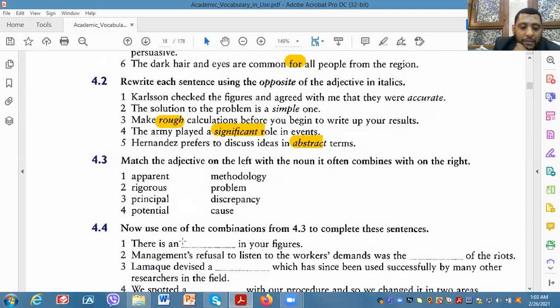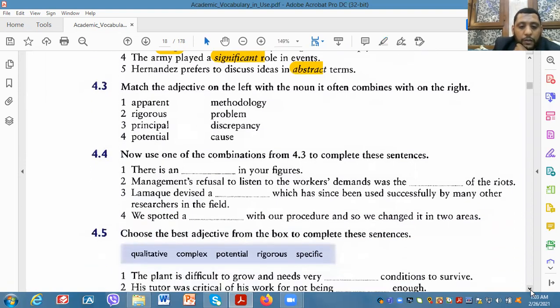4.4. Now use one of the combinations from 4.3 to complete these sentences. Okay, there is an what in your figures? There was an apparent discrepancy, right? There was an apparent discrepancy in your figures. So that was number one.